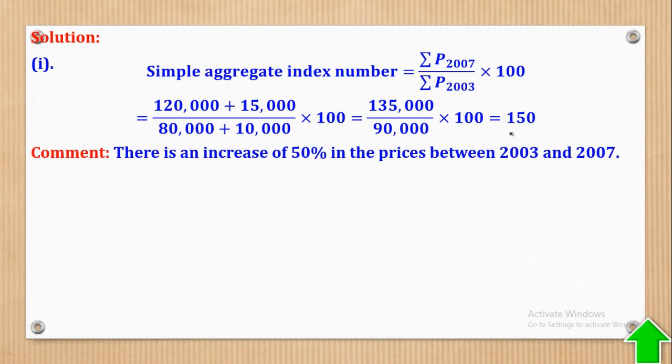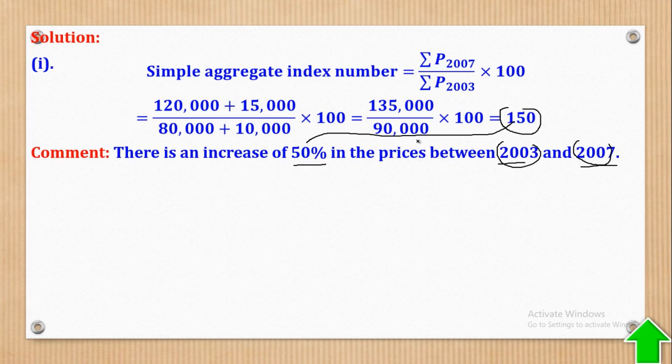Like I told you, the base year is taken to be 100, as we saw when we were starting. Now to comment, you have to get the difference. So 150 minus 100 gives you 50. Therefore, that is why you see here 50%. You conclude that there is an increase of 50% in the prices between 2003 and 2007, because the one in the base year is 100, and for the current year we have got 150. The difference is 50, and it is an increase.